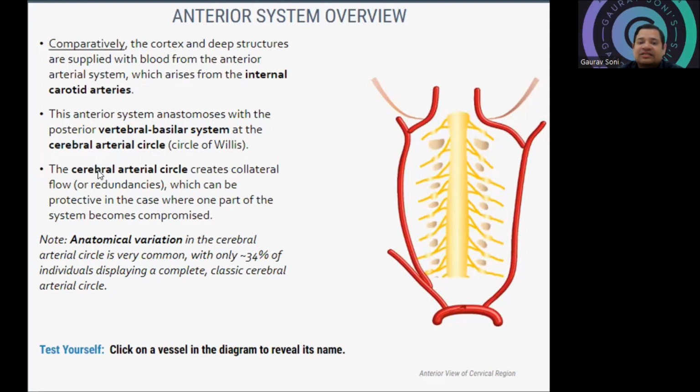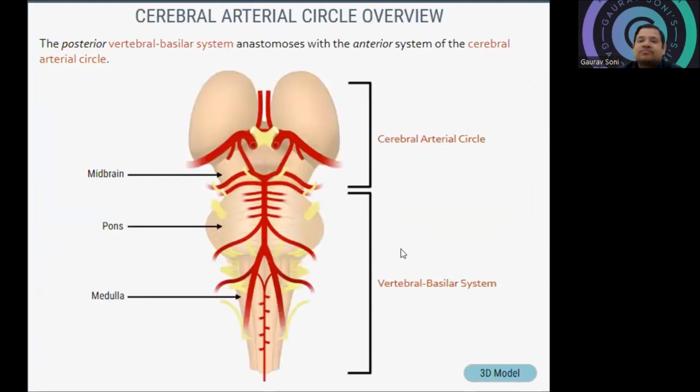The cerebral arterial circle creates a collateral flow, which can be protective in case one part of the system becomes compromised. If something happens to one of the branches, it will be compensated by the other branches. But one point has to be noted: anatomical variations in the cerebral arterial circle are very common, with only 34% of individuals displaying a complete classical circle. Most people do not have the complete circle, but it will be there in some parts. Here you can see the cerebral arterial circle, this part. Then the brain stem will start, like midbrain, pons, and medulla, and that will be supplied by the vertebral basilar system.